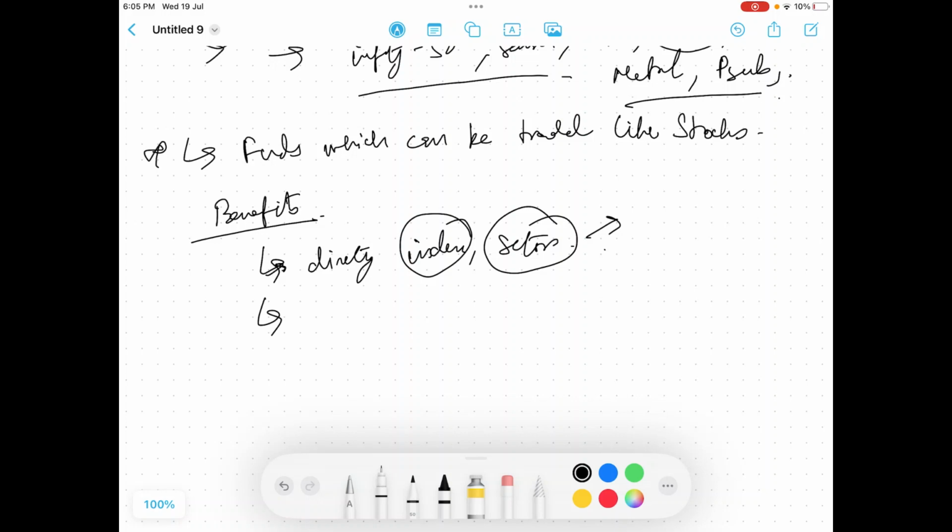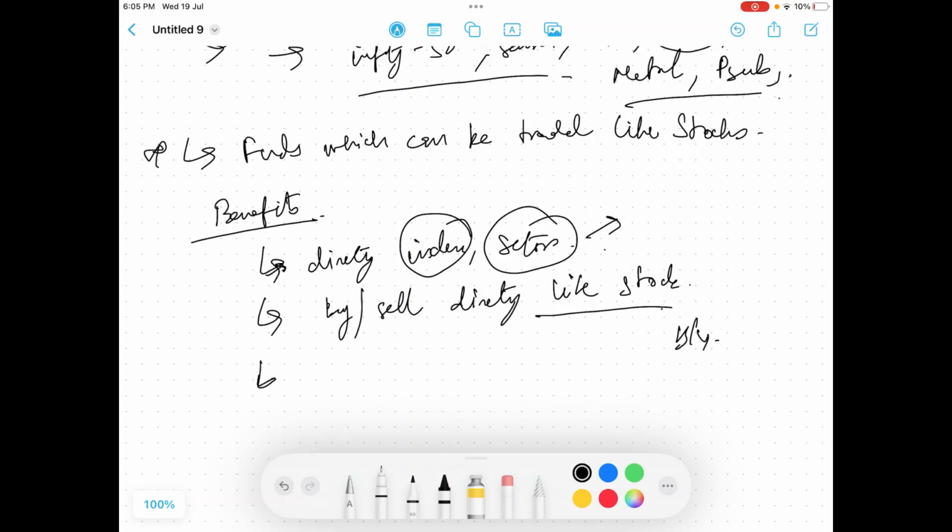Second thing is, you can buy or sell directly like a stock. So it's not like a mutual fund where the transactions happen at the end of the day, or when you're selling it, you have to wait a few days for the money to be credited back. It properly behaves like a normal stock, how you can buy or sell, right? And the third important point is to mitigate the risk. The risk involved in this is less, as you are investing in a particular index or a sector.